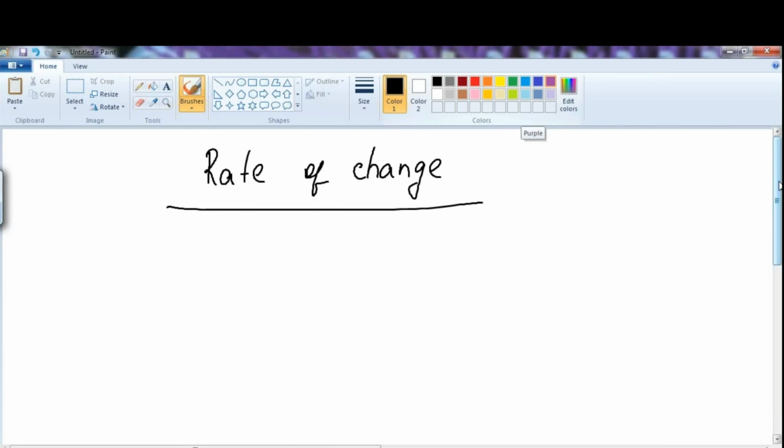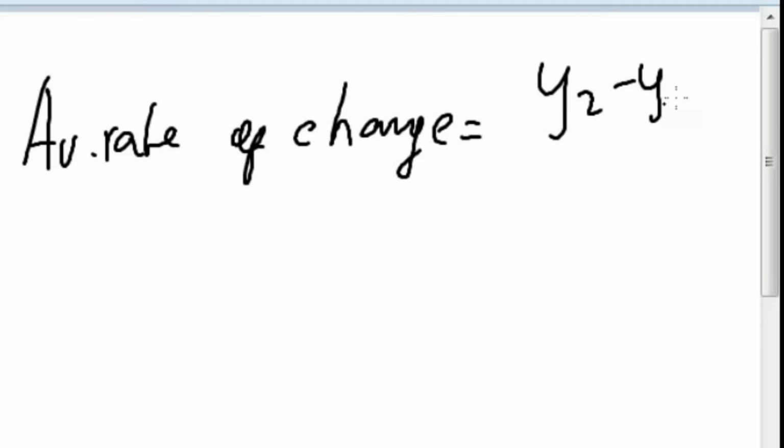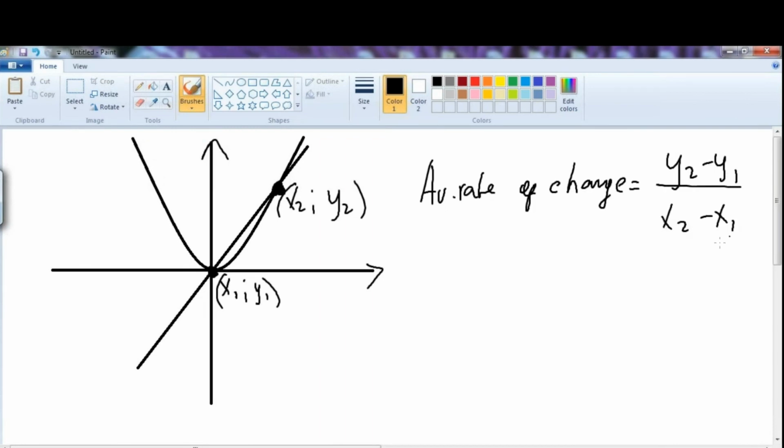The formula for the average rate of change is the same as for the slope, which is y2 minus y1 divided by x2 minus x1. For a curve, the average rate of change is the slope of the secant line. The secant line is the one which passes through two points on a curve. So in this case, again, the average rate of change will be found with the formula y2 minus y1 over x2 minus x1.